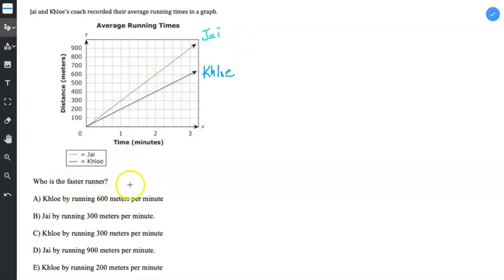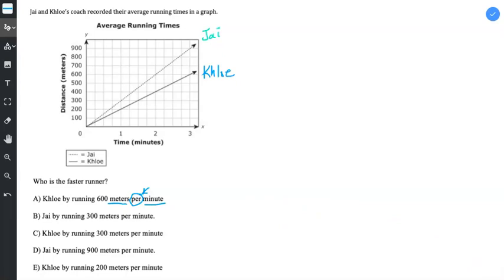Who is the faster runner? A, Khloe by running 600 meters per minute. B, Jai by running 300 meters per minute. All right, I think I'm understanding what they're asking here. When I see this word per, it clues me in that they're talking about a unit rate. If they have some number being compared to another number with a per in between, this is a ratio. This is a rate. So we are comparing unit rates.